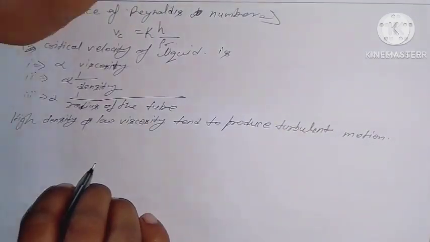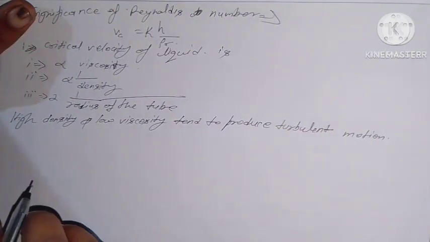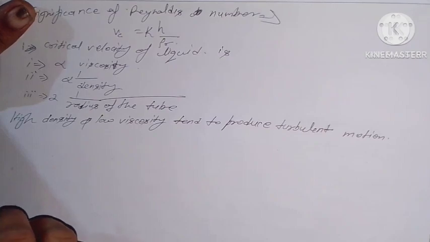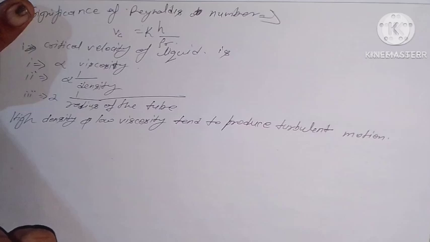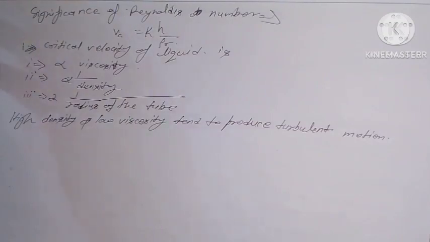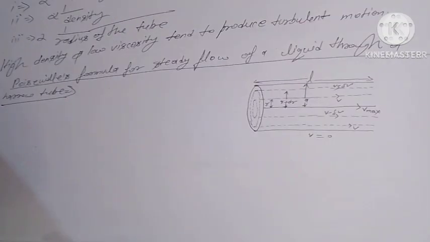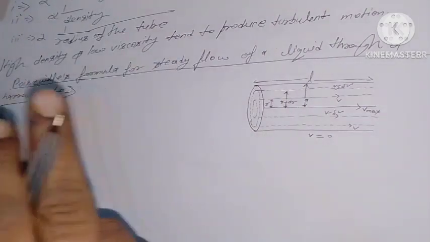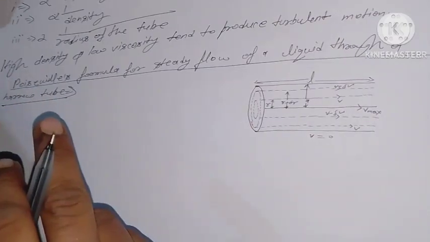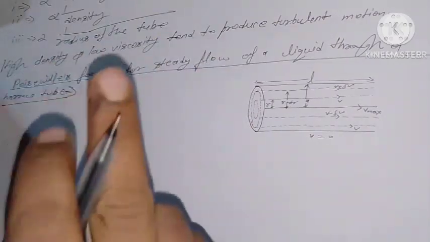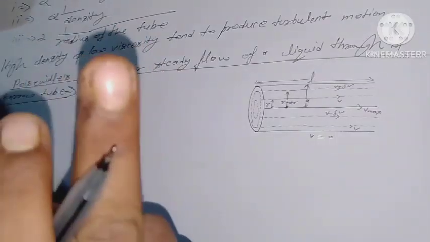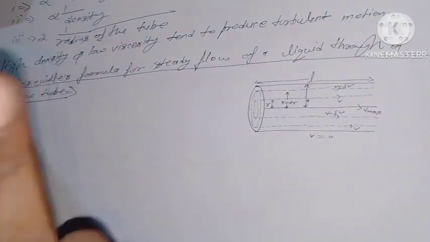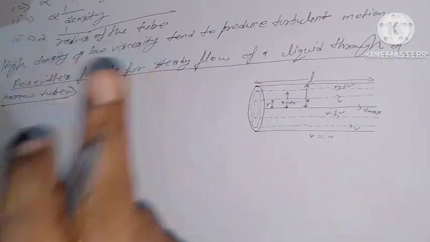Next point: Poiseuille's formula for the steady flow of liquid through a narrow tube. This heading is very, very important.